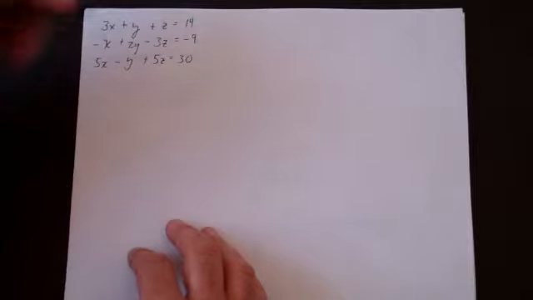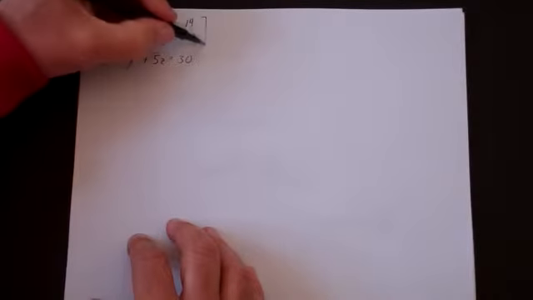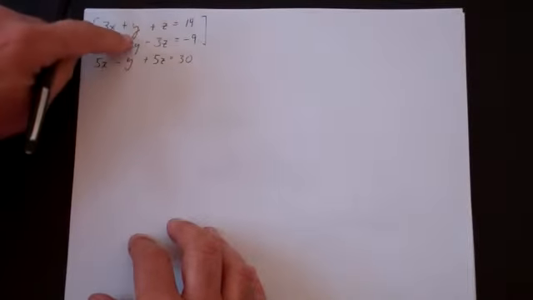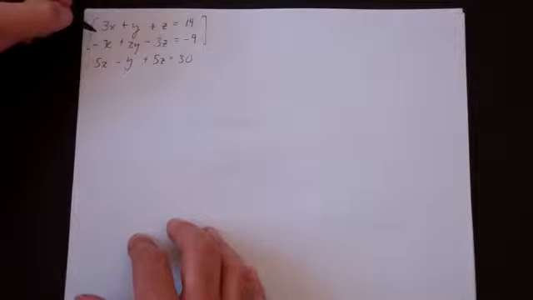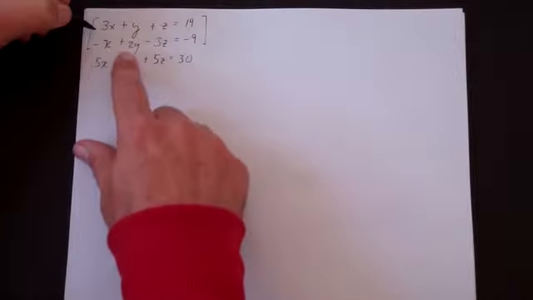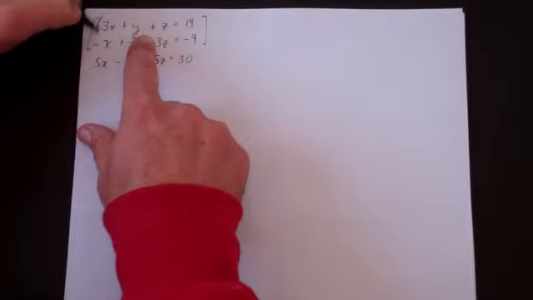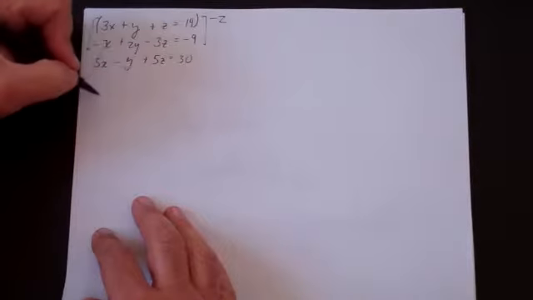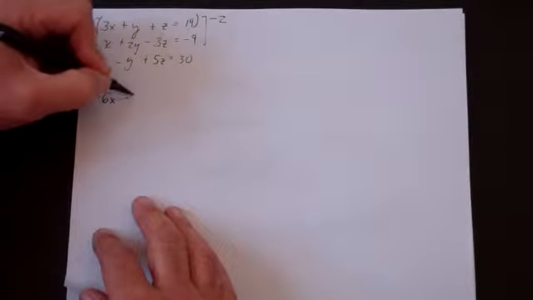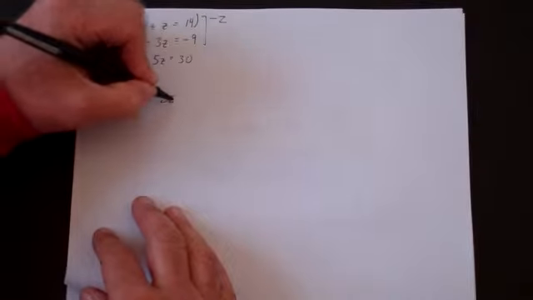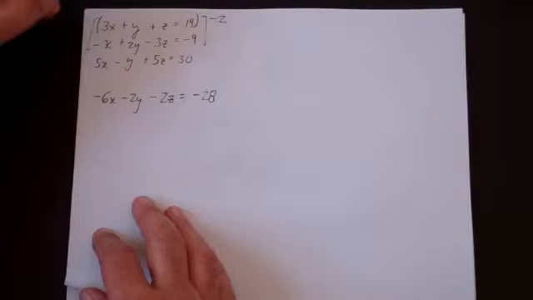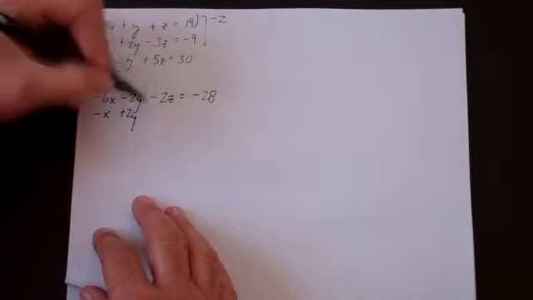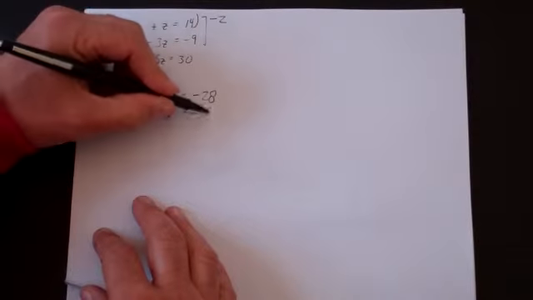So let's take this equation. What I'm going to do is first take these first two equations, and I'm going to eliminate the y. The way that I'm going to do that is I'm going to multiply the first equation by a minus 2. So then I get minus 6x minus 2y minus 2z is equal to minus 28. And then I get minus x plus 2y minus 3z is equal to minus 9.